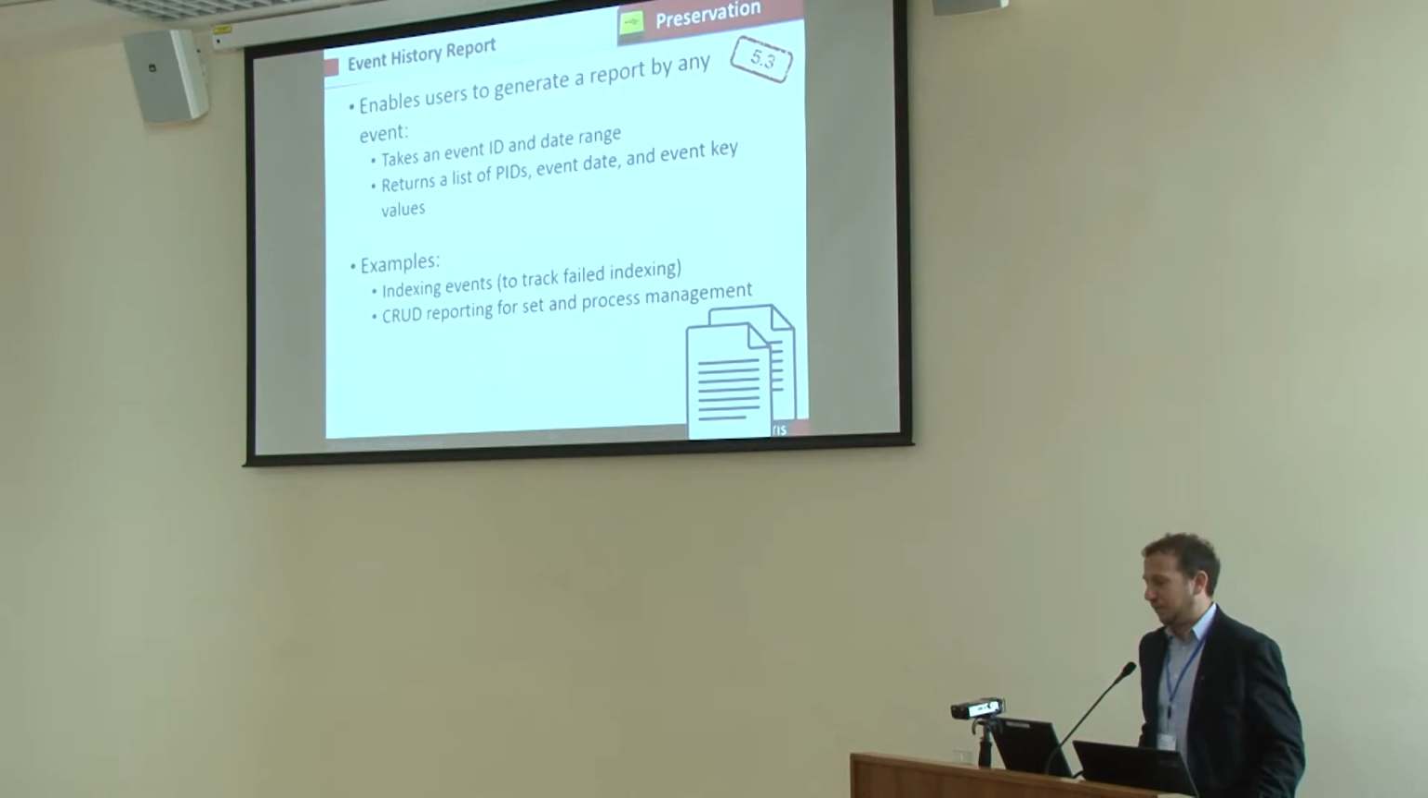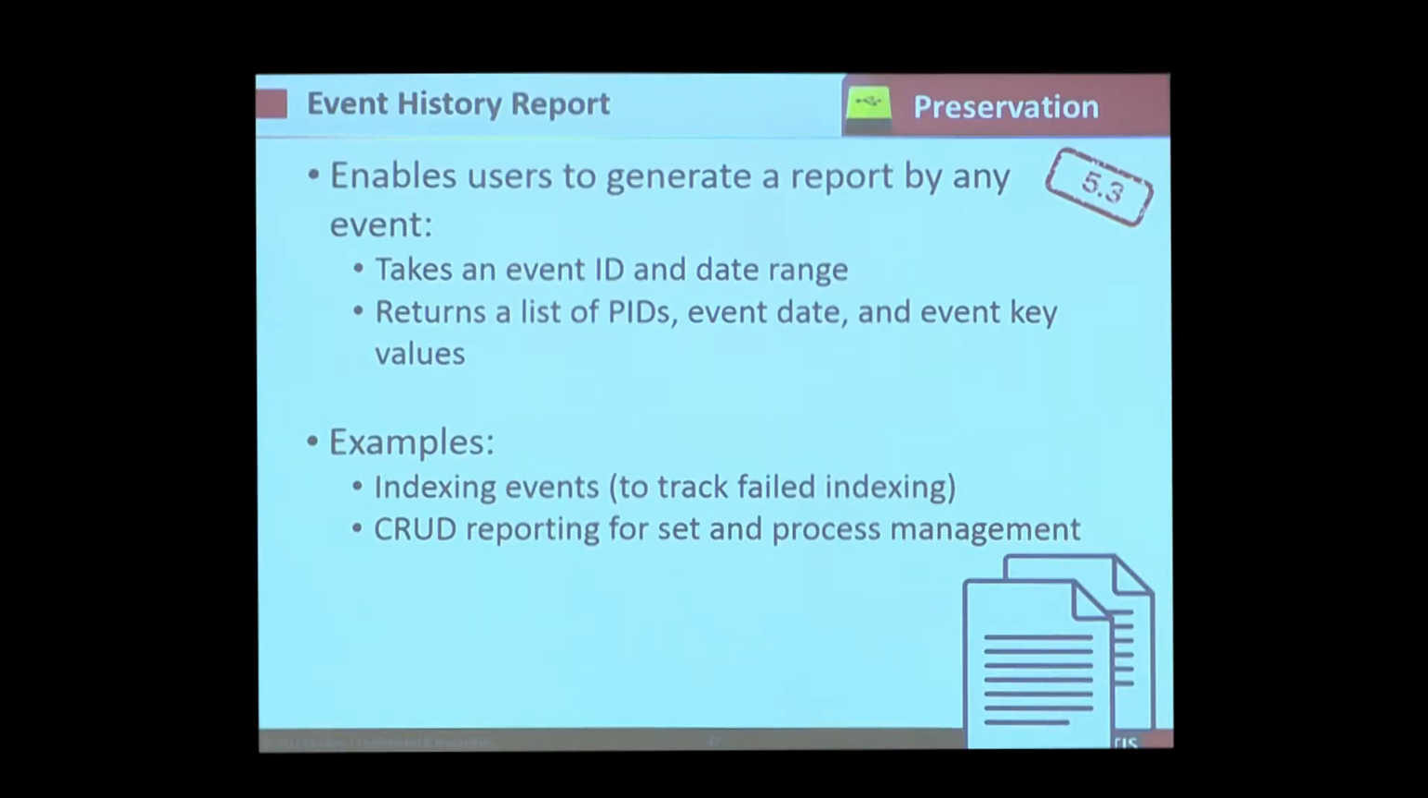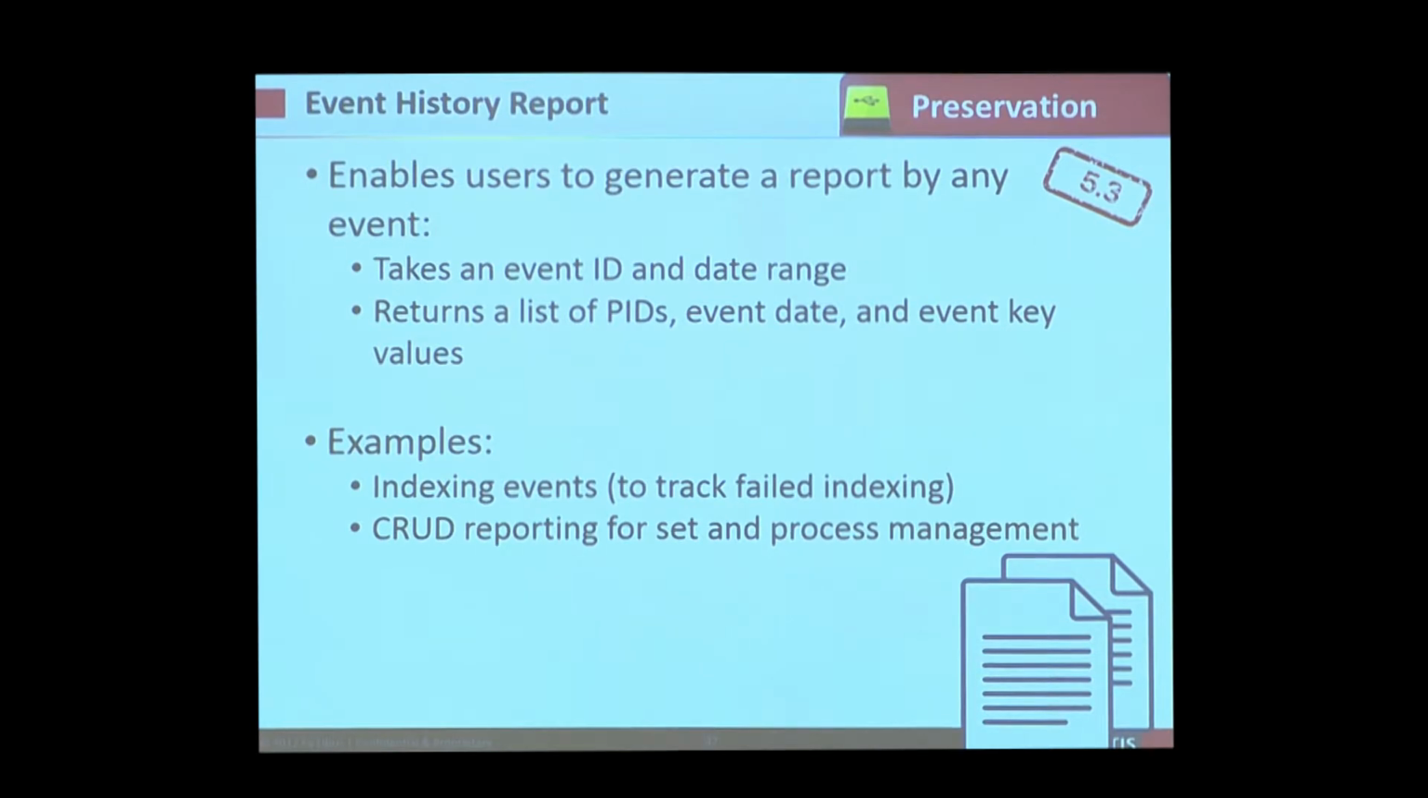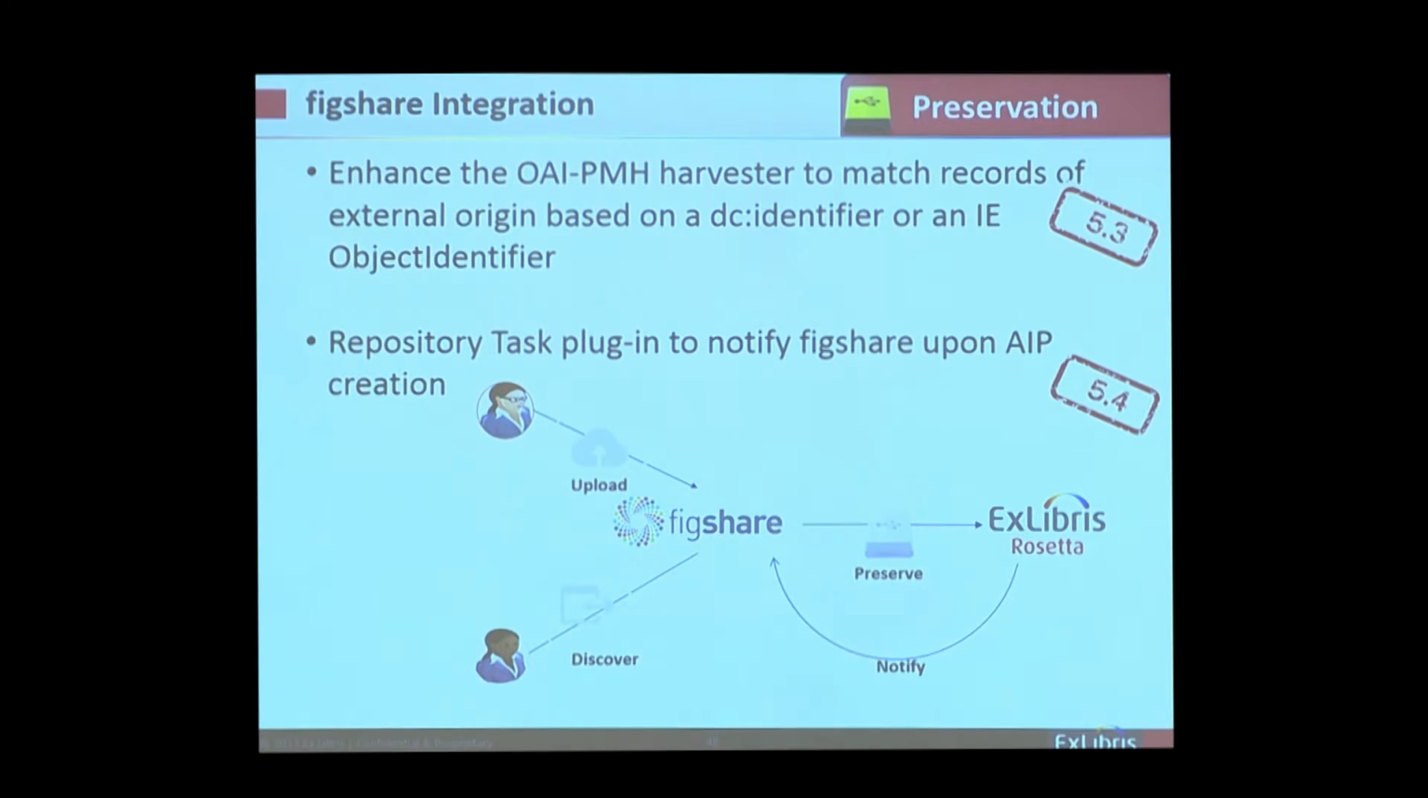Another thing we've done in 5.3, we've added a new report for events history. So basically we'll be able to generate a report by any of the 100 events that the system has, take the event ID, take the date range, and see what happened, which content, IEs, this event was actually applied to or was running on. Examples could be indexing failures or a CRUD report for set management and other things. You'll be able to create any report that you would like based on any event ID. No questions here. You've got it in 5.3 anyway.